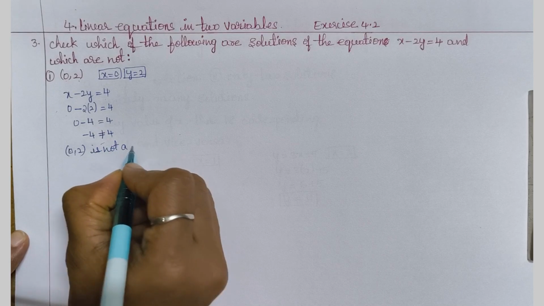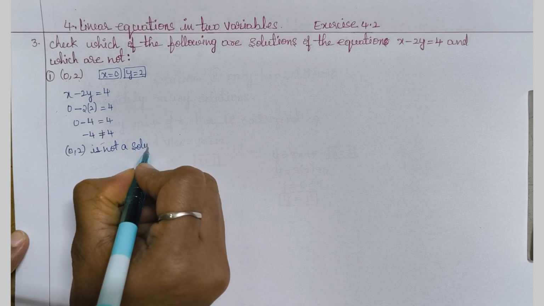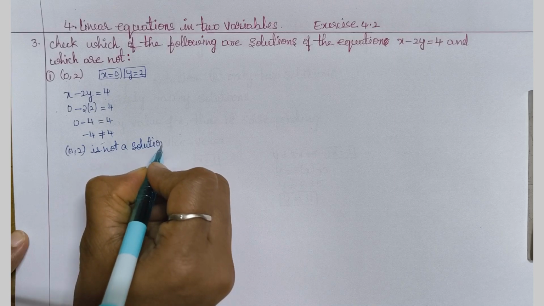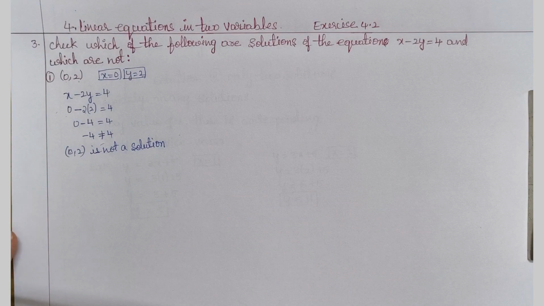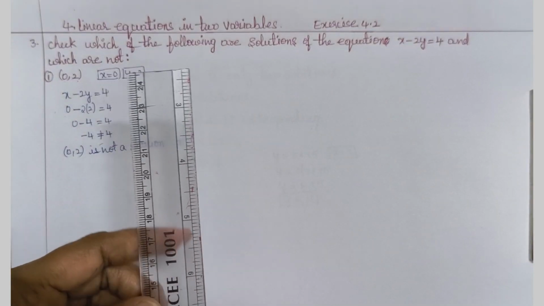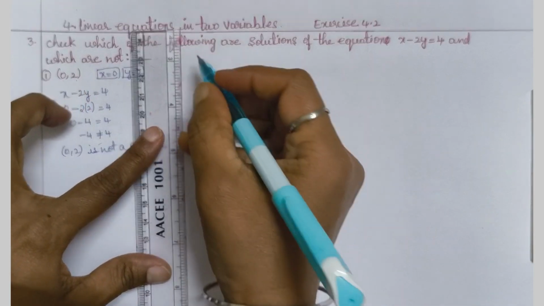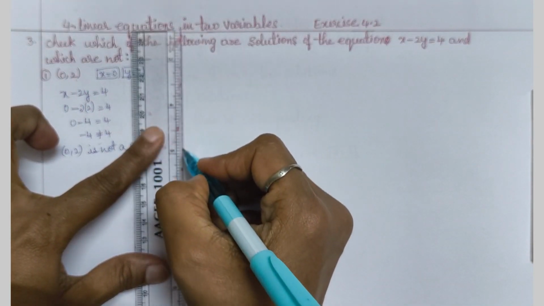This is not a solution. Finish. This is the answer. Okay. Next we will do the second question like this. This bit, how many? 1, 2, 3, 4, 5 sums are there. Now we will do the second question.